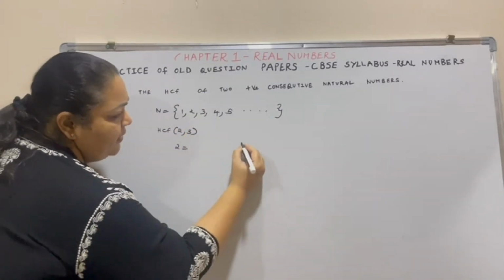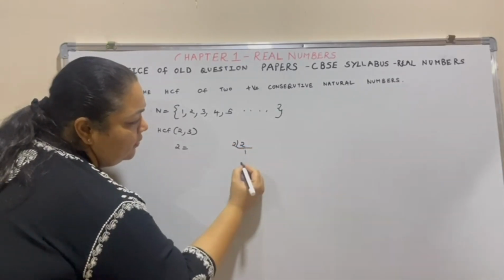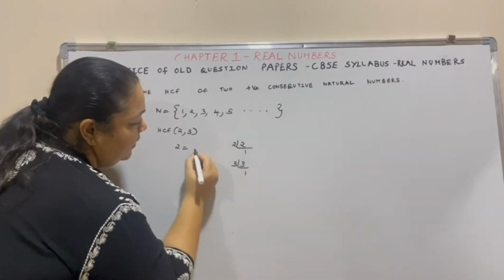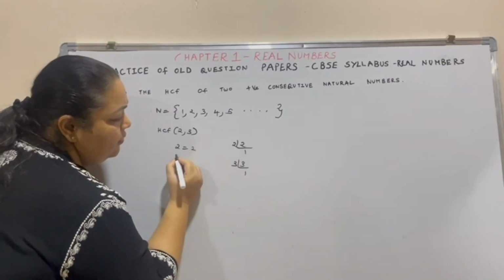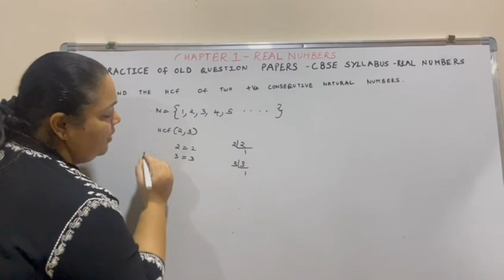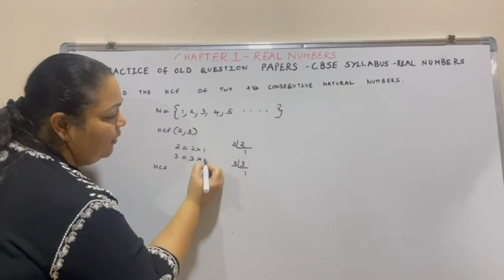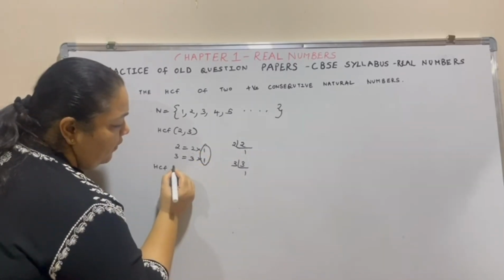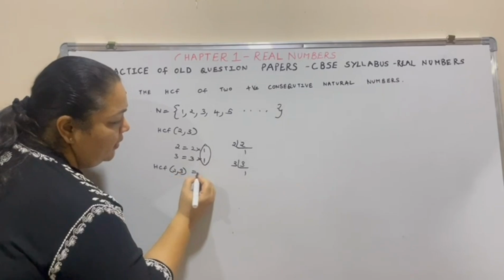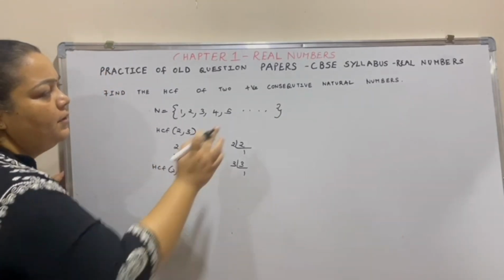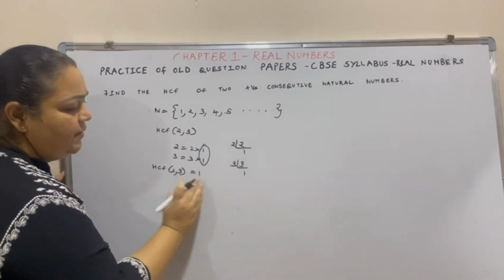Prime factorization of 2: 2 ones are 2. For 3, 3 ones are 3. So for 2 it is 2 and for 3 it is 3. For HCF you have to find the common factor, so here the only common factor is 1. So the HCF of 2 comma 3 will be 1. So for any positive consecutive natural numbers, the HCF is going to be 1.